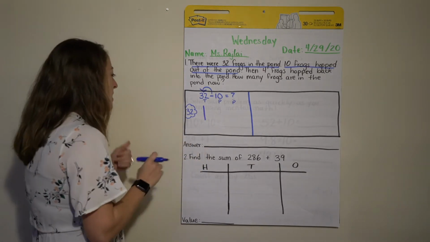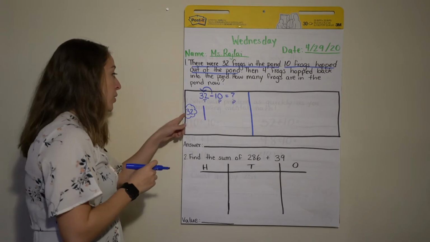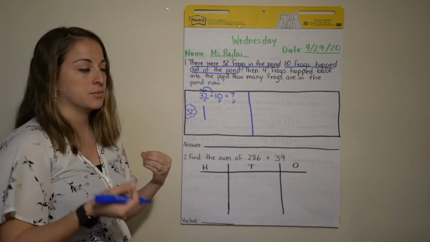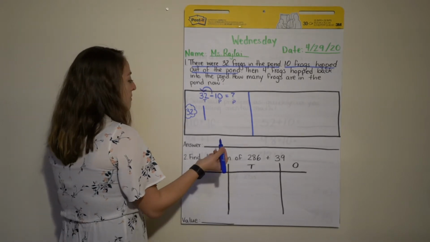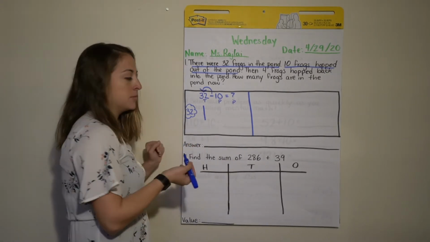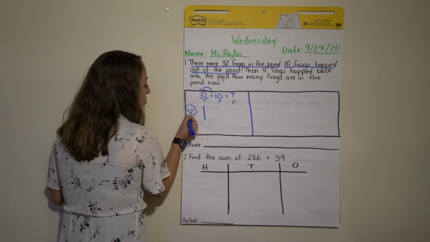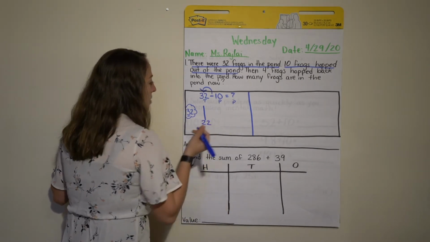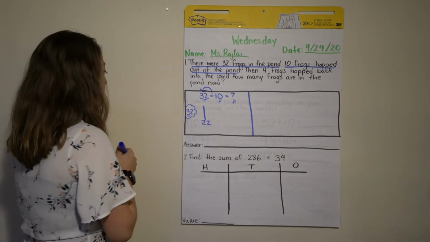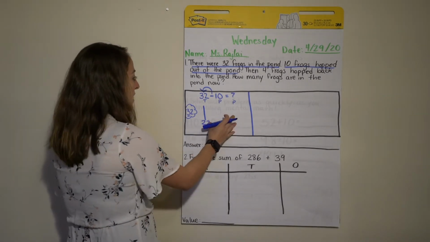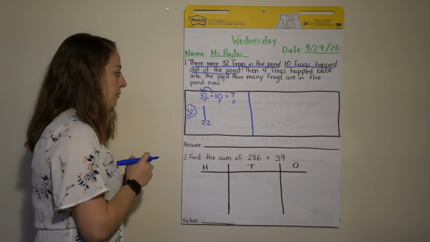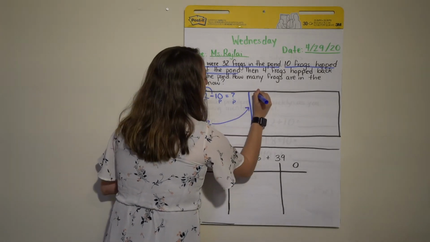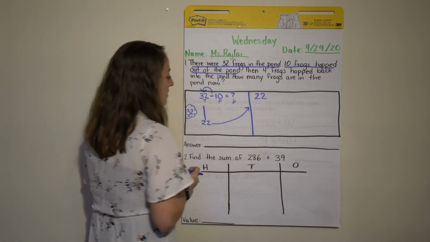Now, I'm going to actually take away from my total, because when I start with my total, we don't want to add. We want to subtract. So I'm going to count down since I'm subtracting. I'm taking away from my tens place, so I get to 22. All right, so we know that we have 22 when the 10 frogs hopped out. We're going to put this number all the way up here for this number sentence.